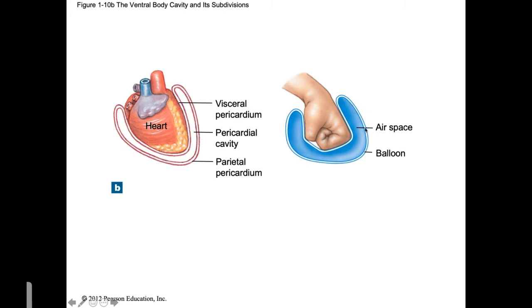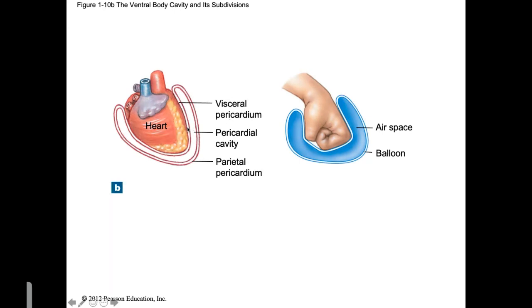Now, when you put your fist in the balloon, right, it's a double layer. There's an outer portion. That's the parietal layer. When we're talking about the heart, it's the parietal pericardium. When we're talking about the lungs, it's the parietal pleura. When we're talking about the peritoneum, it's the parietal peritoneum. Okay, so you have visceral and parietal.